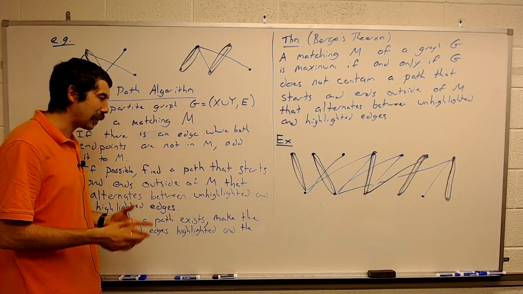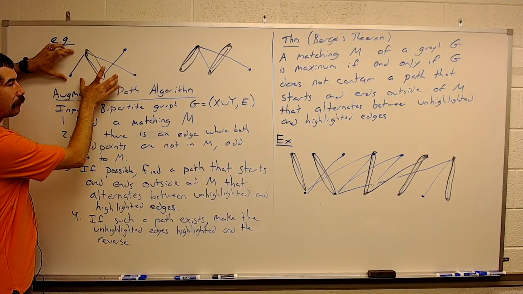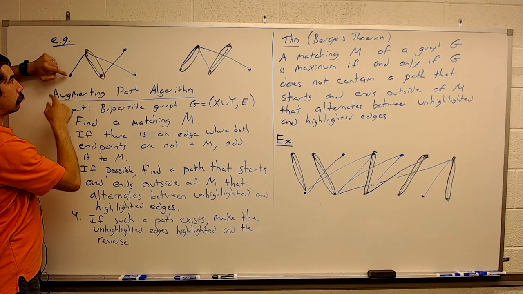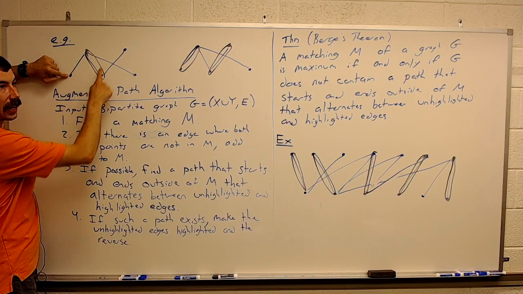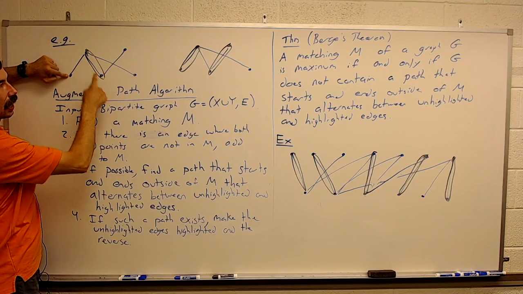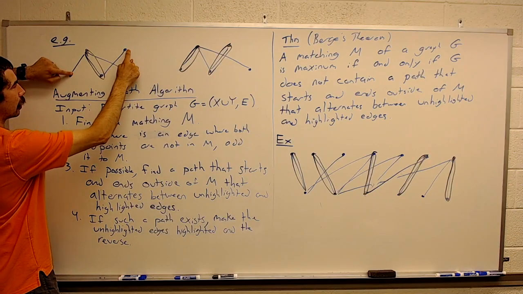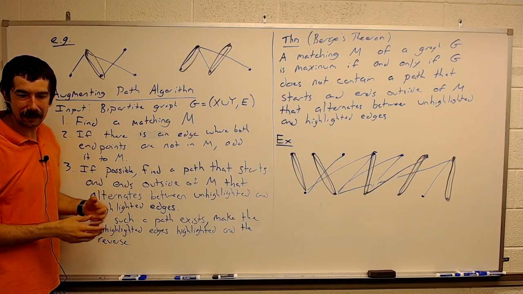Okay, so just to recap how this algorithm works. We have our bipartite graph. We look for unhighlighted vertices and then try to find a path that goes unhighlighted, highlighted, unhighlighted, and then we toggle. Okay, so we go from here to here. That's how the algorithm works.